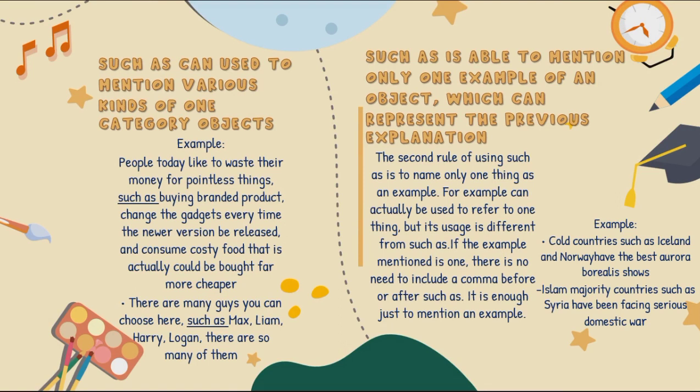Such as is able to mention one only example of an object, which can represent the previous explanation. The second rule of using such as is to name only one thing as an example. For example can actually be used to refer to one thing, but its usage is different for such as, is the example mentioned is one. There is no need to include a comma before or after such as. It is not just to mention an example. Example: Islam majority countries such as Syria have been facing serious domestic war.